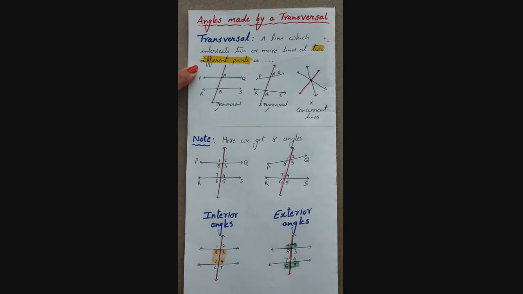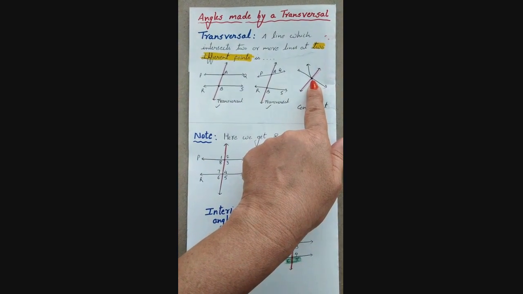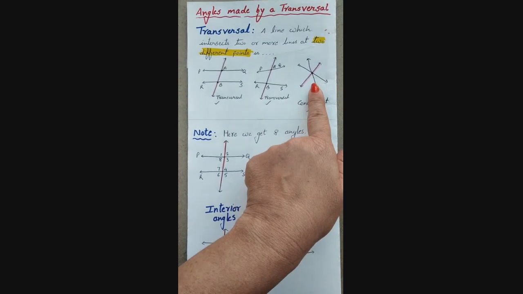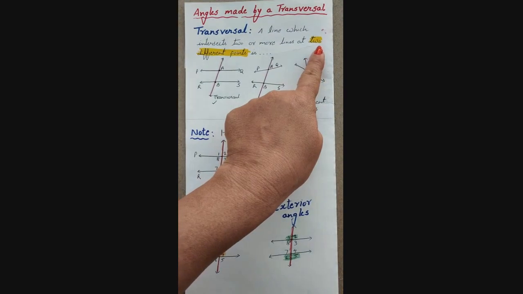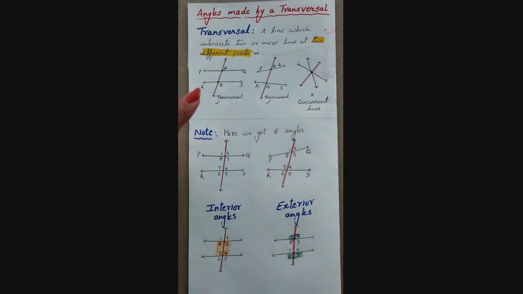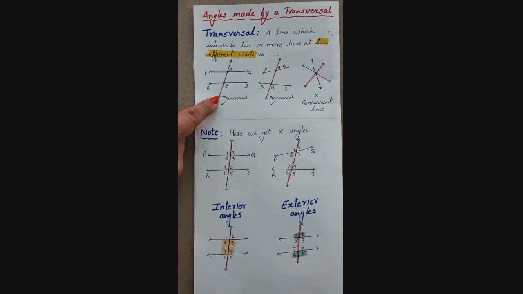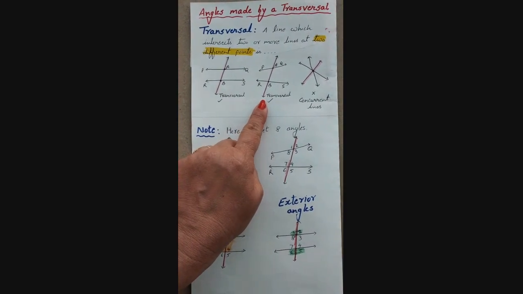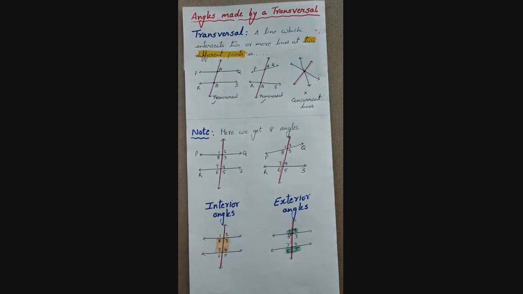Why is this point important? If the line intersects at one point, that is a common point, then the lines will become concurrent lines. This is not called a transversal line. That's the very important point: two different points. So the first figure shows that this pink line is the transversal line where these two lines are parallel. In another figure, again this pink line is a transversal line. Here these two lines are not parallel.